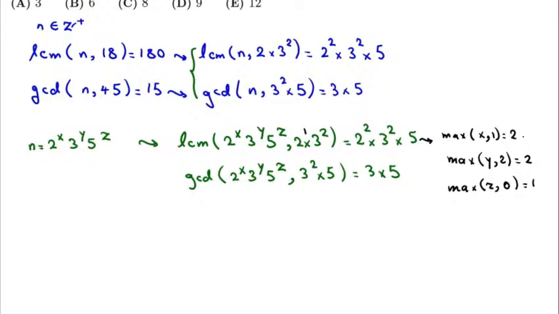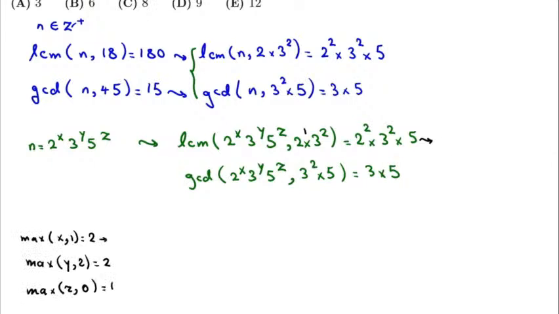So from the first part, we conclude x equal to, let me move it to the left. When the maximum of x and 1 is 2, obviously x has to be 2. When the maximum of y and 2 is 2, you can conclude y is at most 2. When the maximum of z and 0 is 1, obviously z is 1.